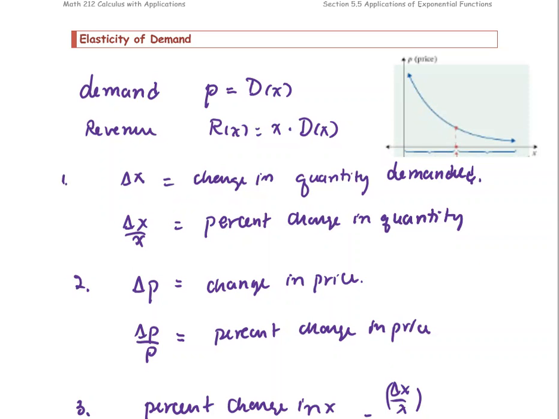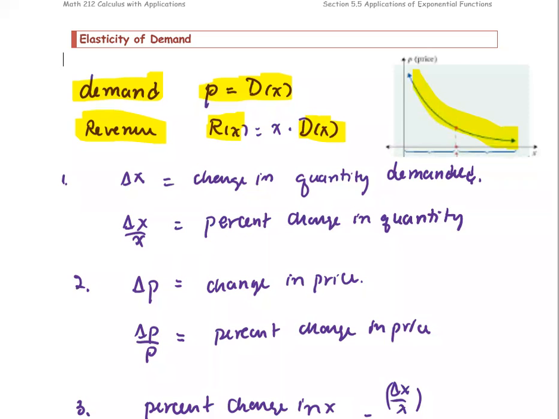Elasticity of demand. The demand function P, or P as D of X, where P is the price per item at which consumers are willing to buy X items. And also the revenue is computed by X times D of X, or the number of items times the price per item.